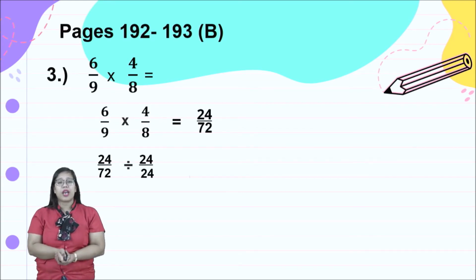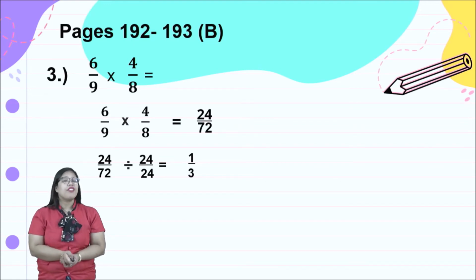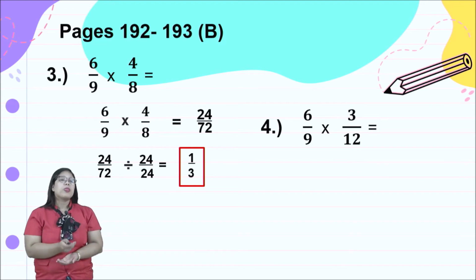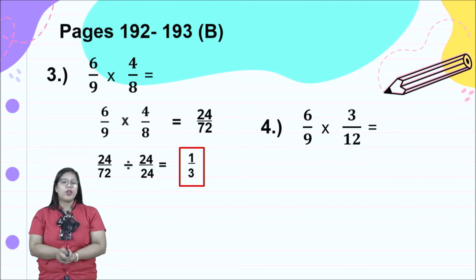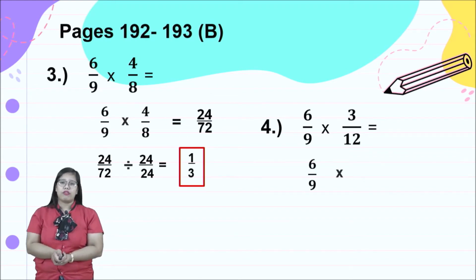24 divided by 24 is 1. And 72 divided by 24 is 3. Very good. And our answer for the number 3 is 1 over 3. Let's proceed with number 4. We have a given of 6 over 9 times 3 over 12. So 6 over 9 times 3 over 12.